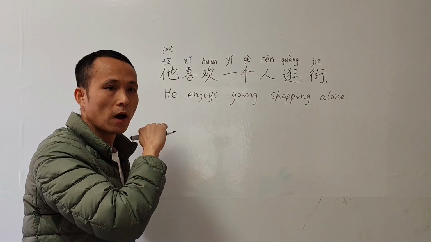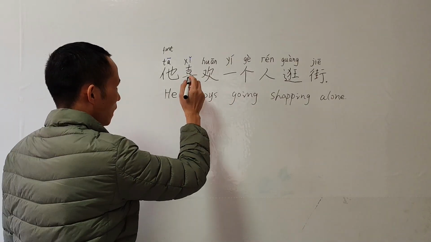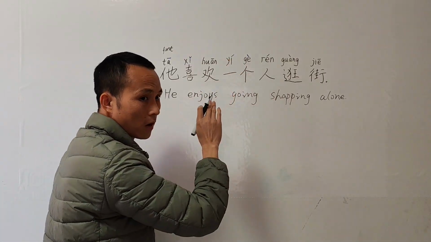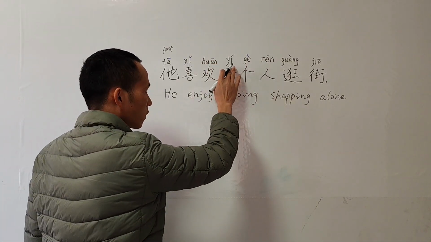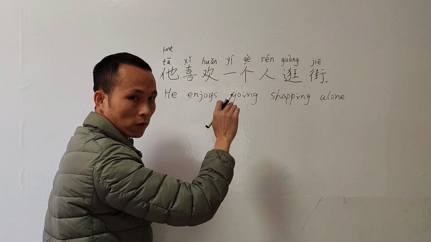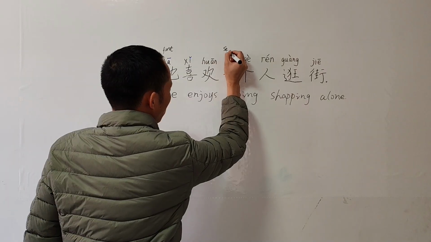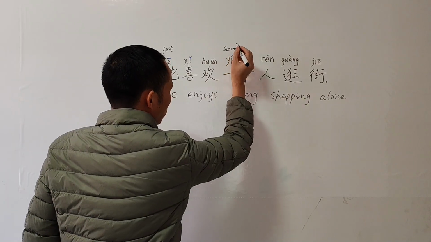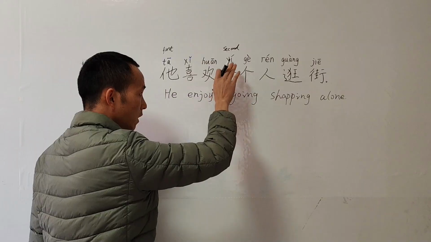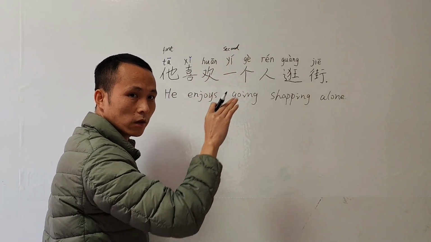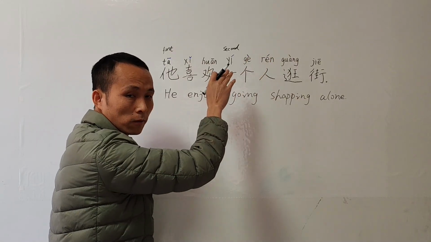And this is the second tone. It goes upward. It's also called the rising tone, because it goes upward, right? So this is the second tone. E, E, E. This is the second tone, okay?